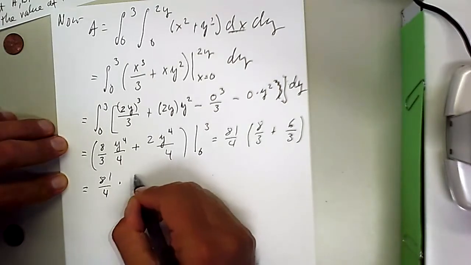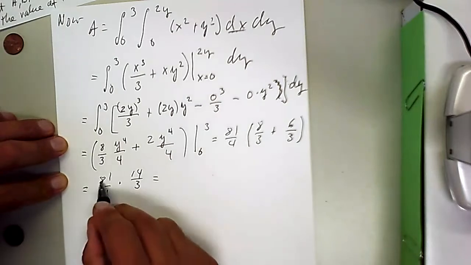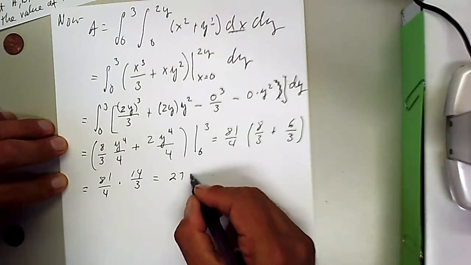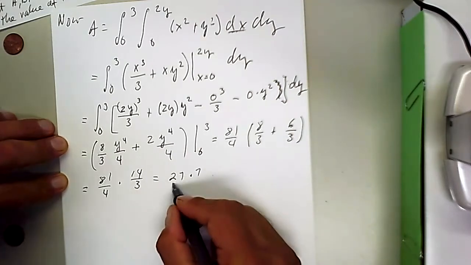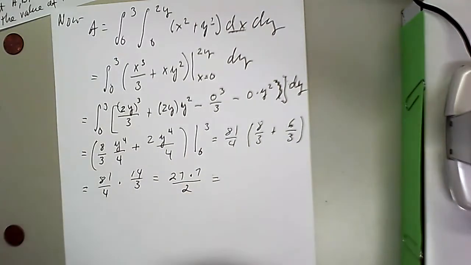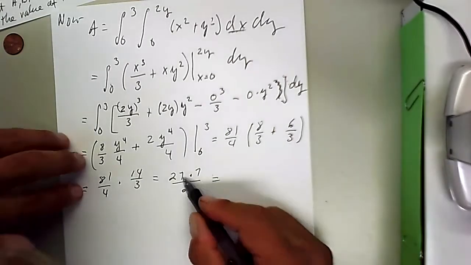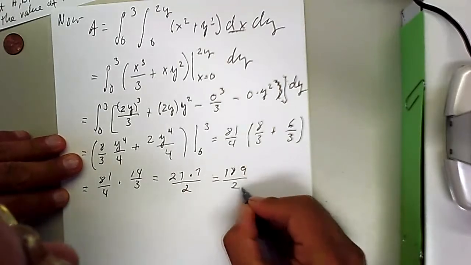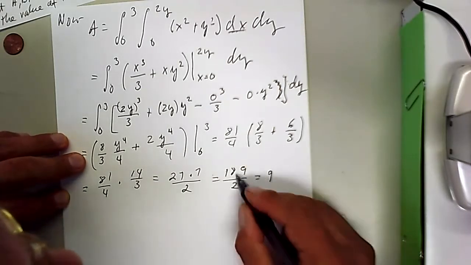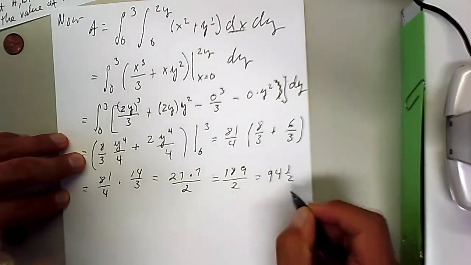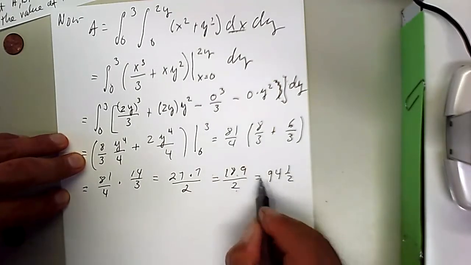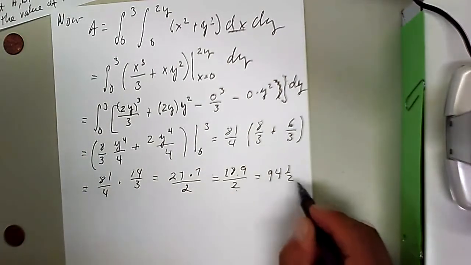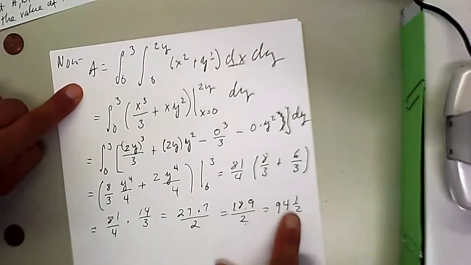81 over 4 times 14/3. So the 81 and the 3 simplify down to 27, and 14 simplifies down to 7. But we still have a 27 times 7. Well, I can do that. 7 times 7 is 49. We carry 4. 7 times 2 is 14, 18 over 2. And that gives us 94.5. So half of 18 is 9. Half of 9 is 4.5. Okay, so that's A, 94.5. A equals 94.5.